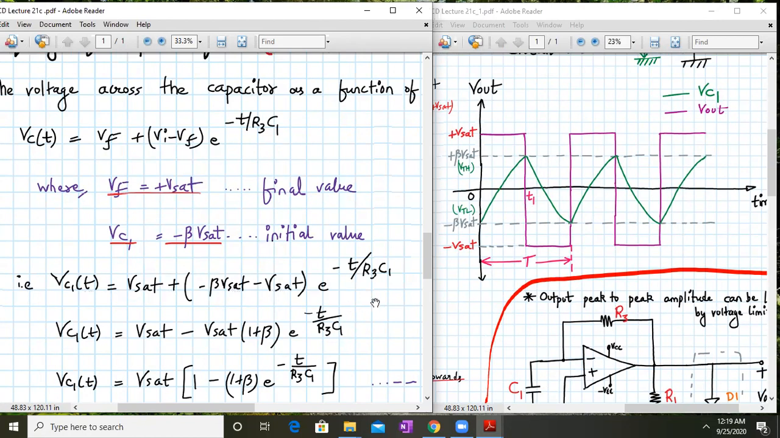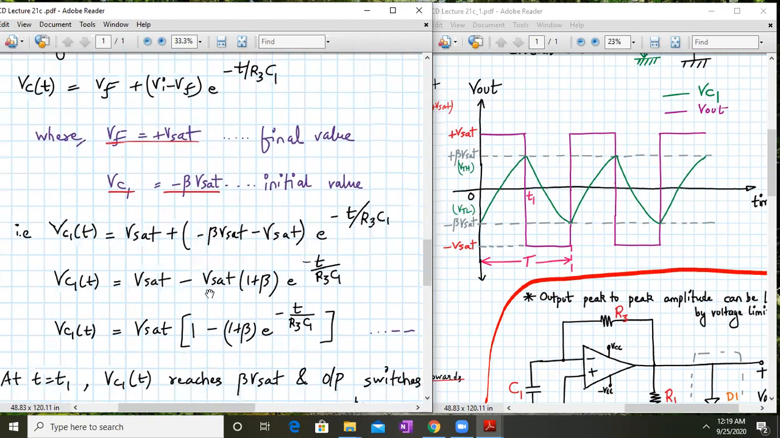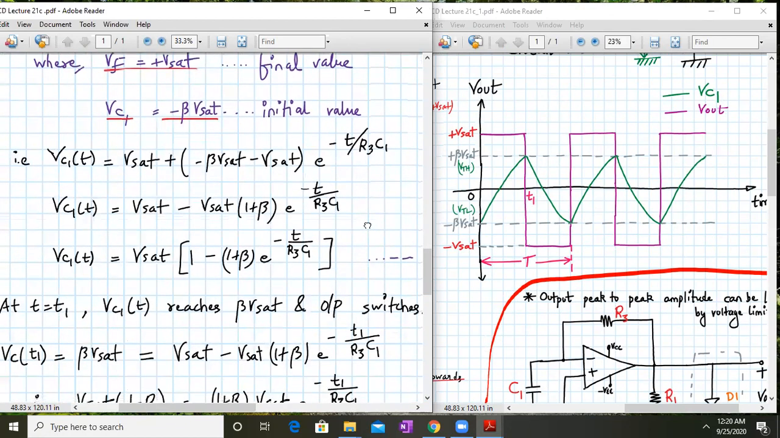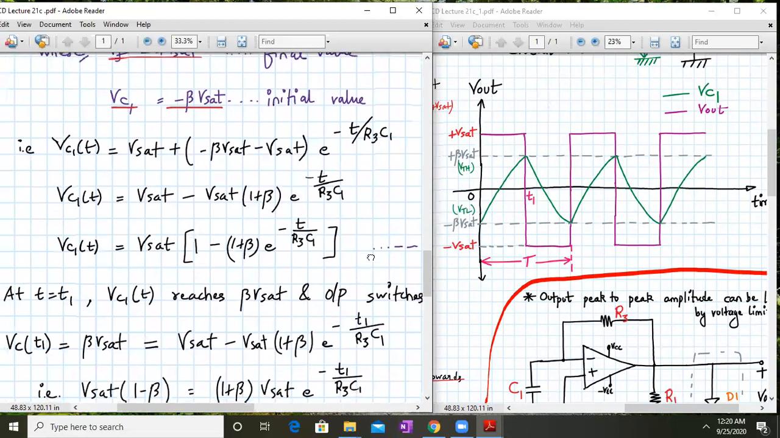So this is the expression which we will get, and from this expression we'll take Vsat common over here. So if you remove the bracket, you will get Vsat minus Vsat into (1 plus beta) times e raised to minus t upon R3 into C1. So now we can take Vsat common. So you will get Vc1 of t is equal to Vsat into [1 minus (1 plus beta) times e raised to minus t upon R3 into C1]. So let us call this equation number 1.